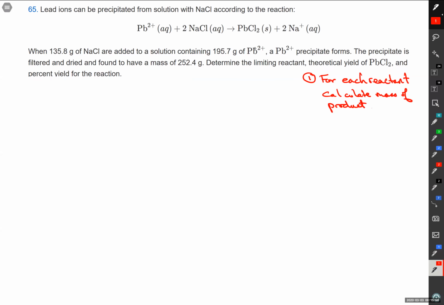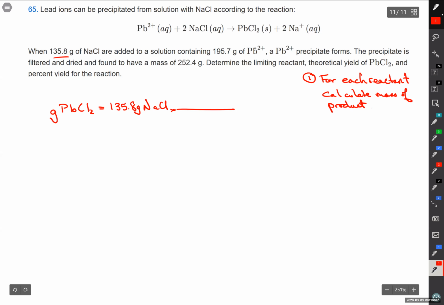All right, so I'm going to start with the sodium chloride. I want to know grams of PbCl2. And then I have 135.8 grams of NaCl. Same thing, grams to moles to moles to grams. Made that line a little long. I don't need quite that long.